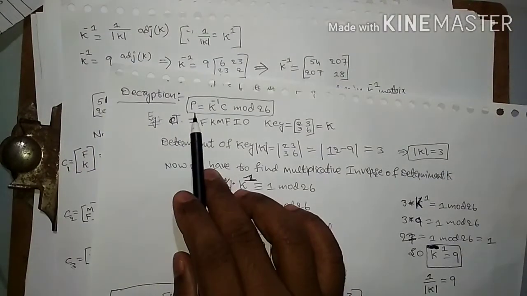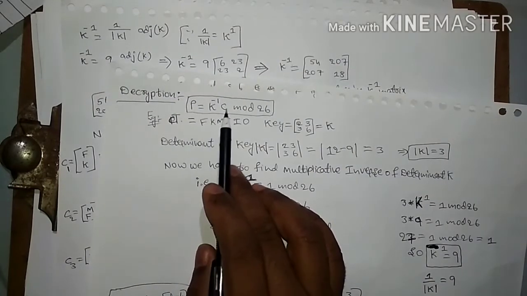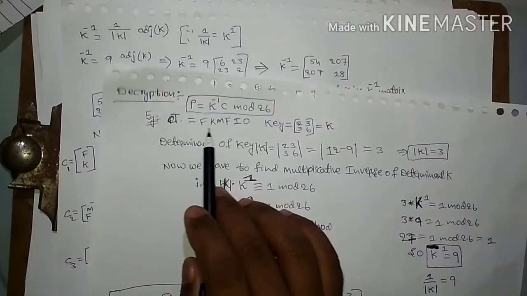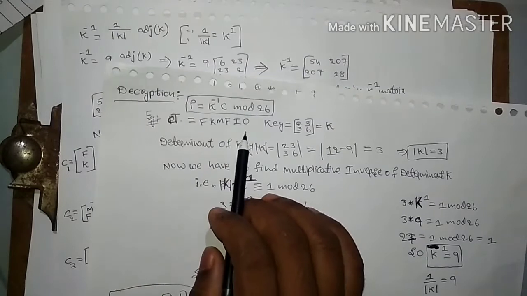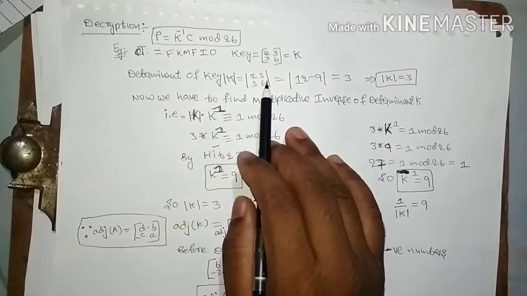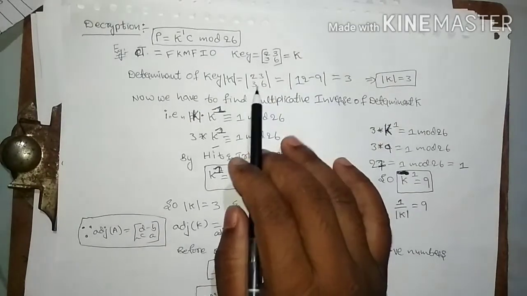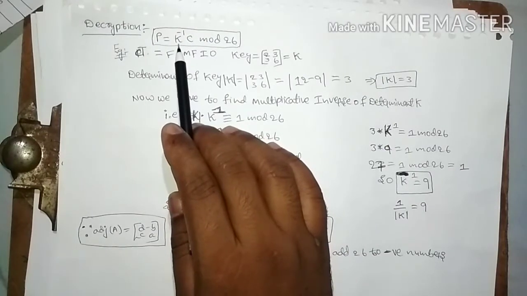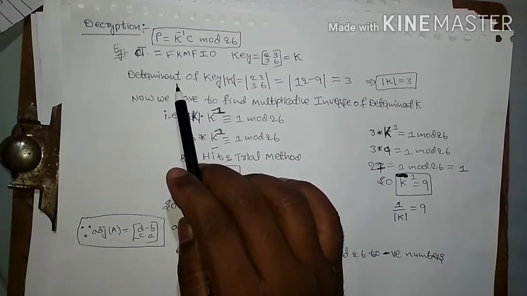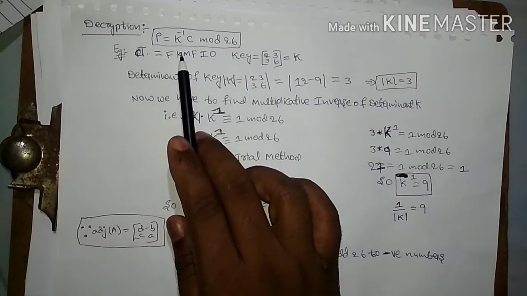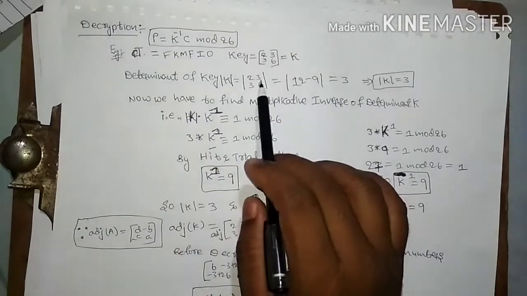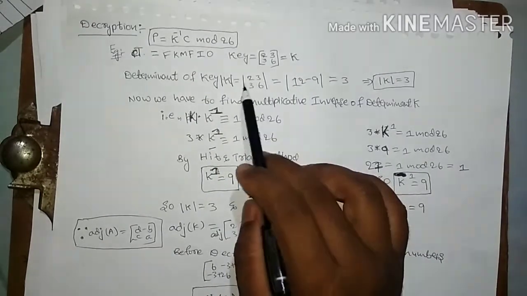Next, decryption: we have to generate plain text using the key and the given ciphertext. The ciphertext C is the given ciphertext FKMFIO, and the given key matrix K equals 2, 3, 3, 6. So we have to find K inverse first. First we have to find the multiplicative inverse of a matrix. First you have to find the determinant of that matrix. The determinant of K, 2, 3, 3, 6, is AD minus BC.